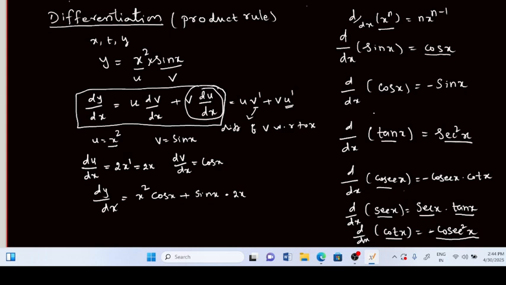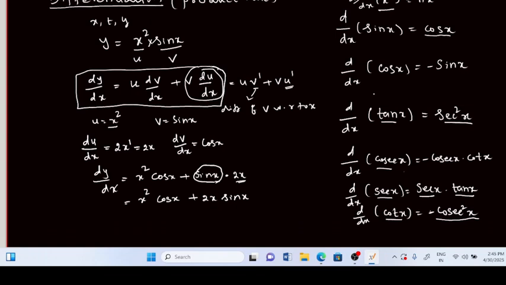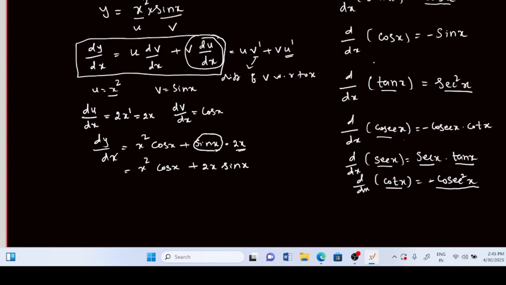Remember, we cannot multiply this x with 2x. Why? Because the complete term sin x is the variable. So we write it in this format: x square into cos x. Instead of writing sin x into 2x, we write it as plus 2x into sin x. Remember, sin x is a single term. We should not consider sin as being multiplied with x.